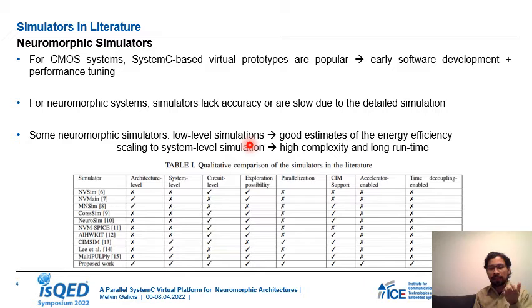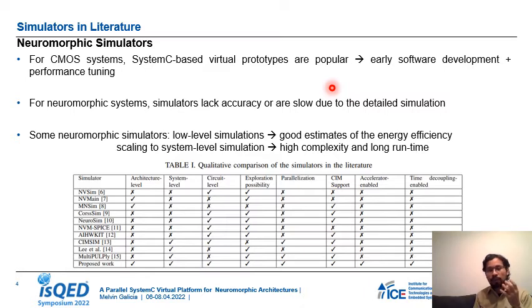So basically what we are trying to do here is use the same approach that has been used in industry in the past for optimizing CMOS systems or exploring new architectures, which is making use of simulators, virtual prototypes developed mainly in SystemC because it's very popular in the industry. They help you with early software development, performance tuning, or improvements in your architecture exploration, basically without the need of having it physically, right?